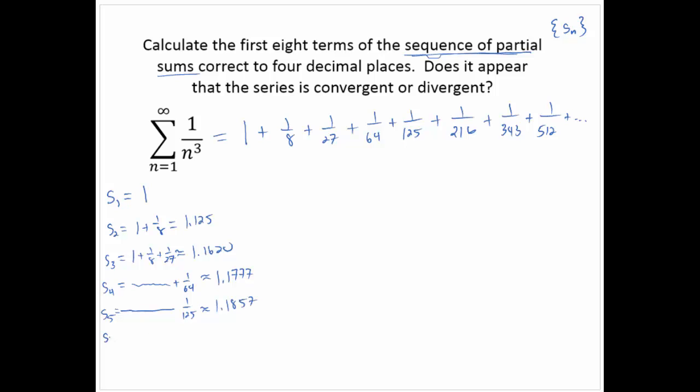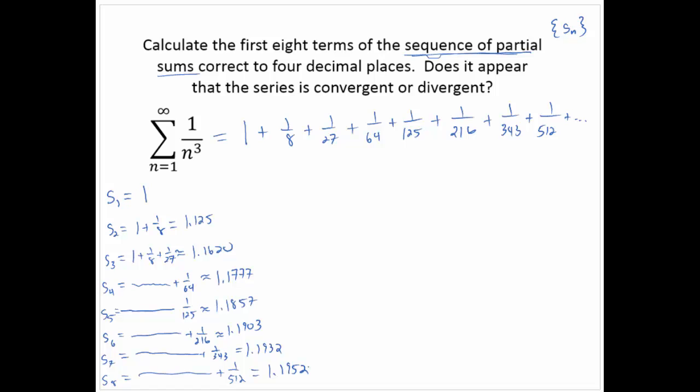1.1857. S sub 6 would be all that plus 1 over 216, which is approximately 1.1903. S sub 7, all the previous terms plus 1 over 343, which is approximately 1.1932. S sub 8 would be all the previous terms plus 1 over 512, which is approximately 1.1952.